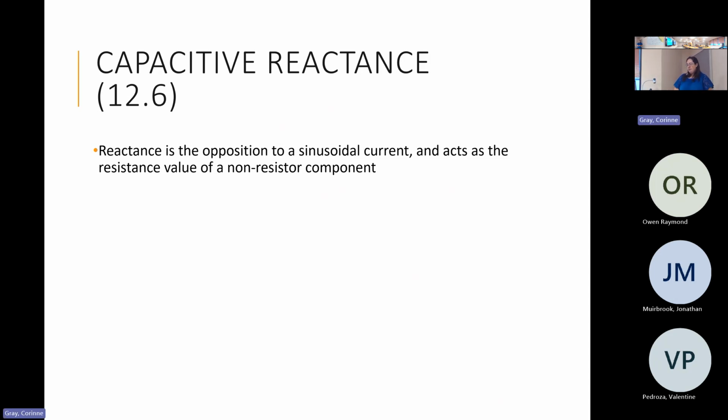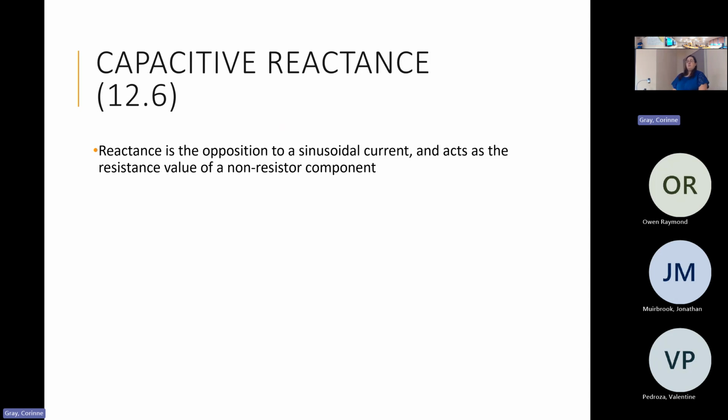And what it's going to do is take our non-resistor components, in this case the capacitor, and give us kind of a resistance value for them. So basically, how hard is it for this particular circuit component, or how much does it resist the changing values from the AC source?